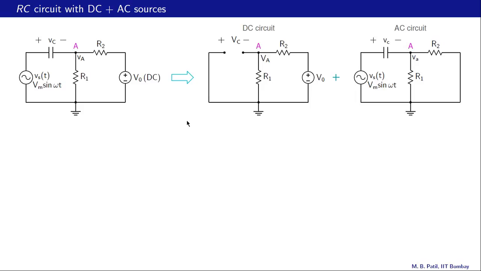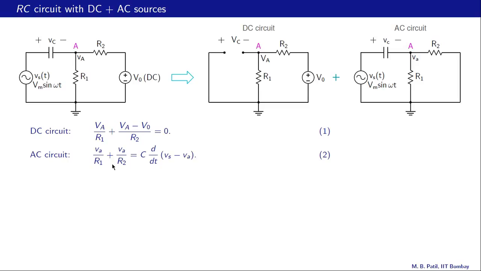So we have split the original circuit into a DC circuit and an AC circuit, and we know how to get these from the original circuit by systematically replacing each of the components. Now let us write equations for these two circuits, the DC and the AC circuits. For the DC circuit, we have VA over R1, that current, plus (VA minus V0) by R2, that current, and they should add up to 0 because this is an open circuit. Remember, capital V sub capital A is a constant voltage.